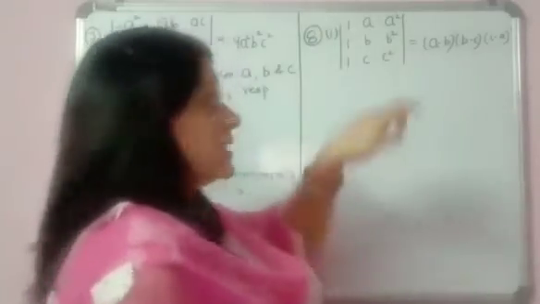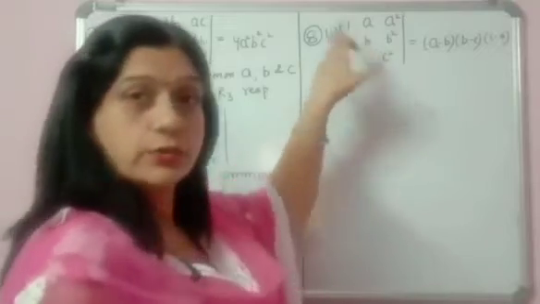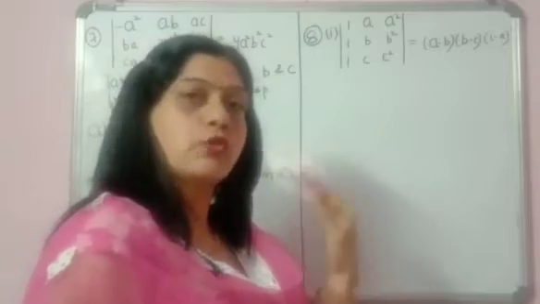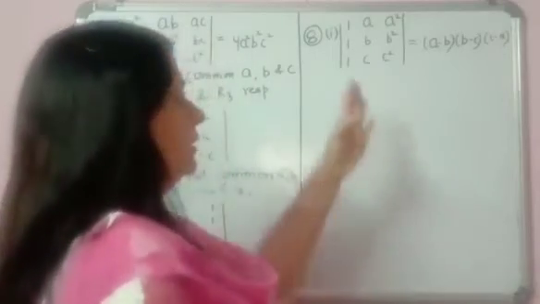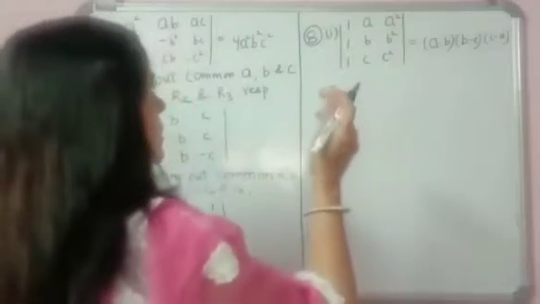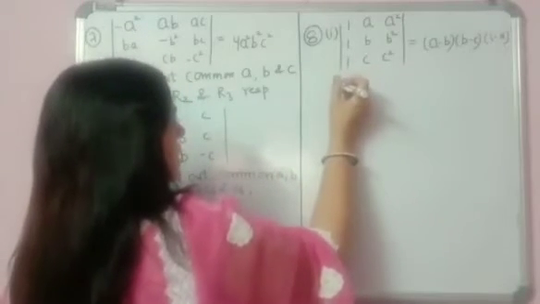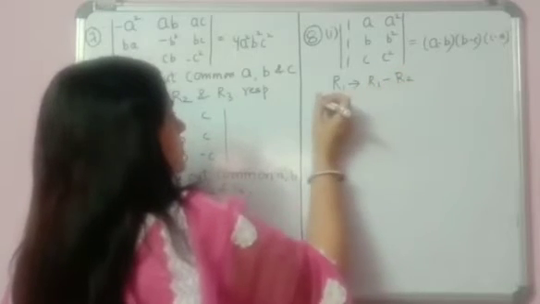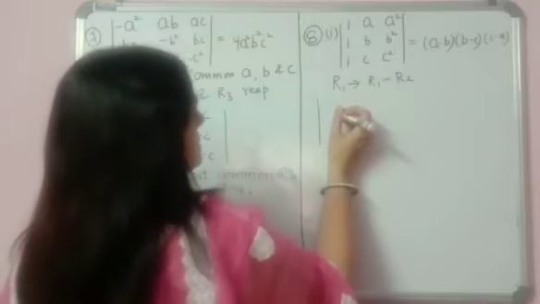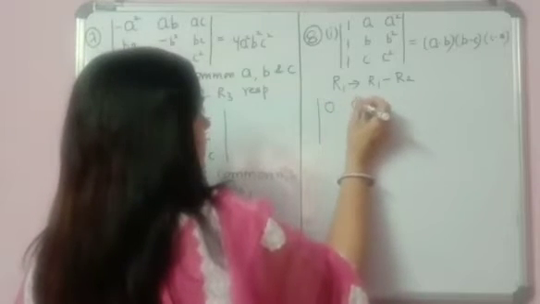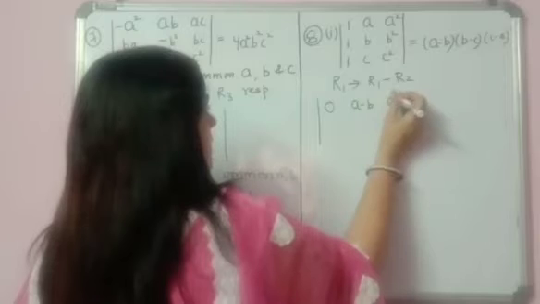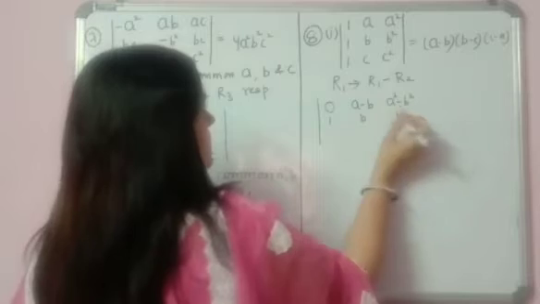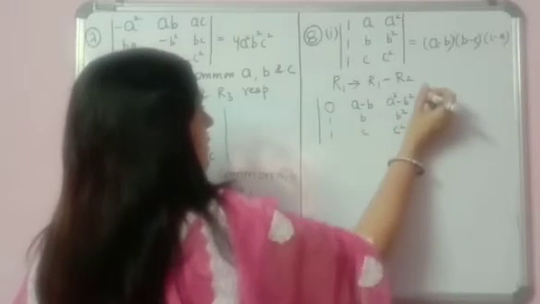And how will you get b minus c? That is by changing R2 to R2 minus R3, okay. So you can apply any transformation as per your choice and bring these. So now, let us first change R1 to R1 minus R2. So R1 minus R2 means 0, a minus b, a square minus b square, then 1, b, b square, 1, c and c square.